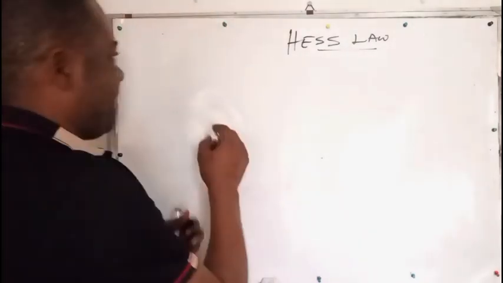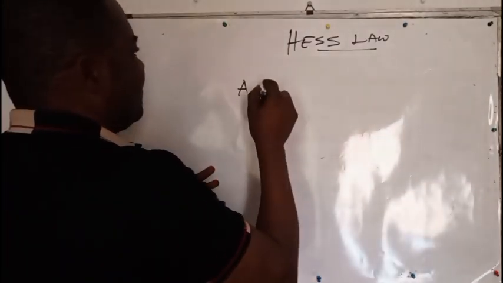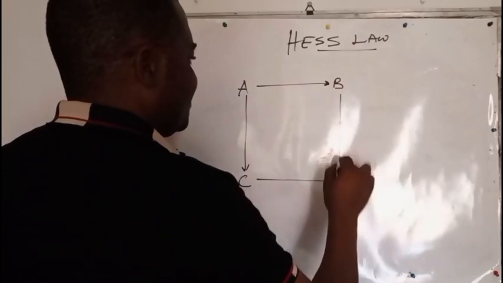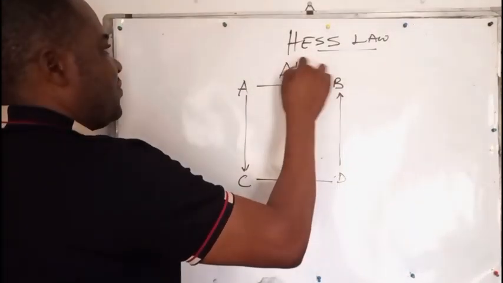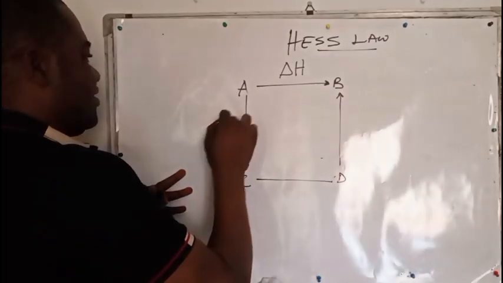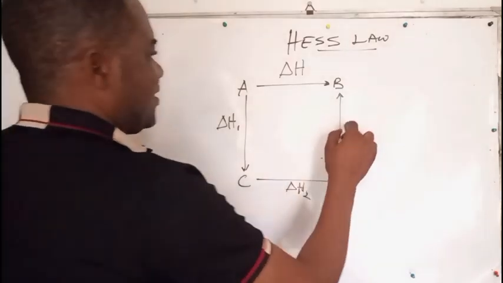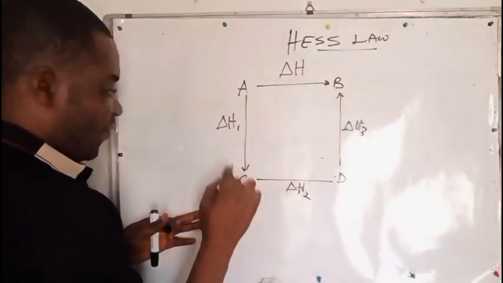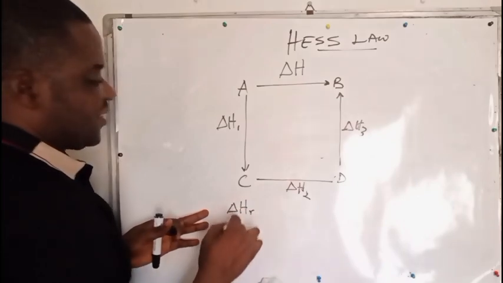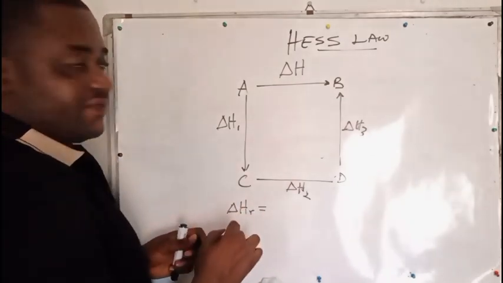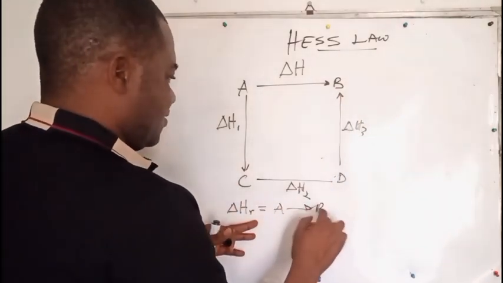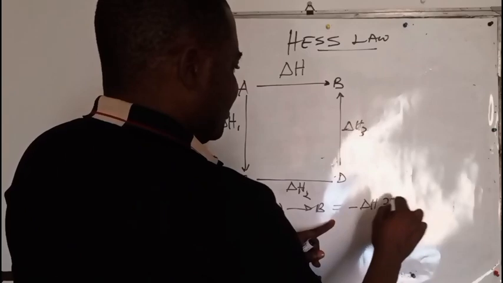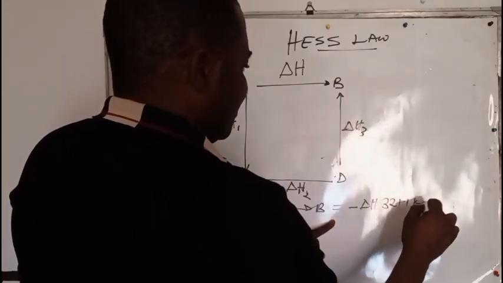So, for example, if we have A to B, A to C to D and back to B, and this is our enthalpy change or heat change 1, this is heat change 2, and this is heat change 3. What Hess law is saying is this: the overall heat change for a particular reaction A to B can be, let's say, delta H of minus 321.1 kilocalorie per mole.